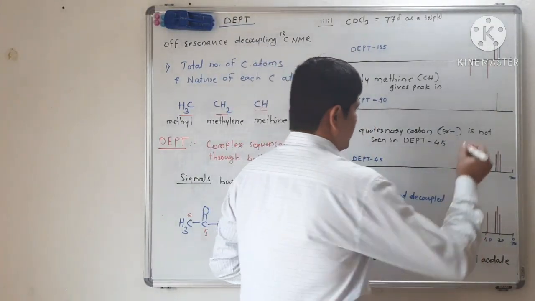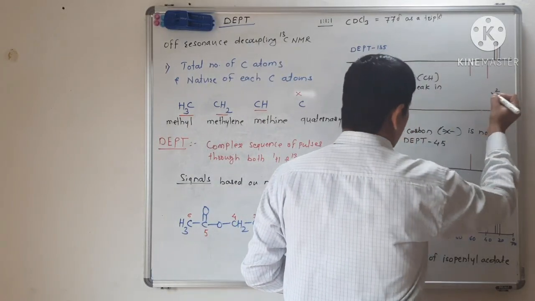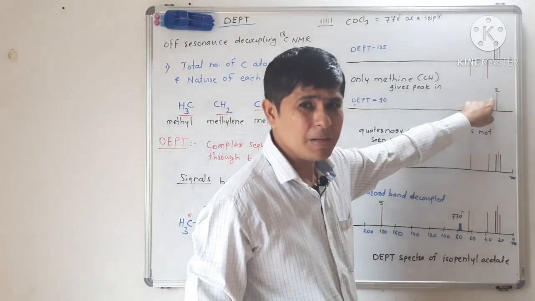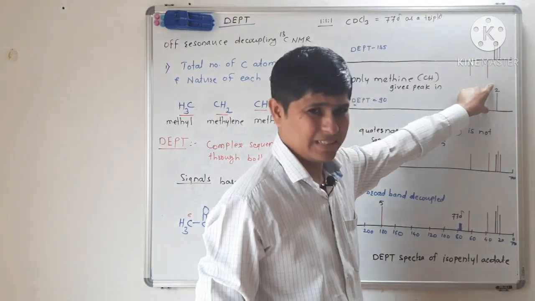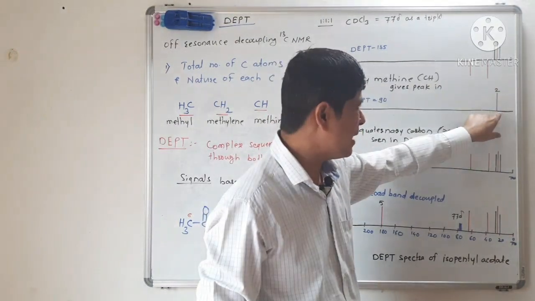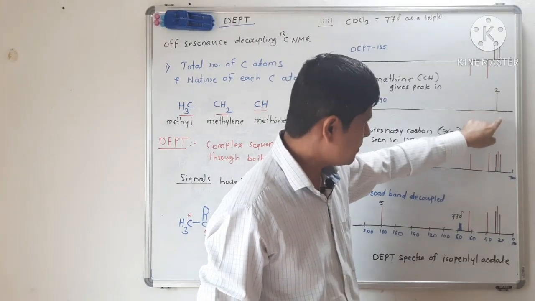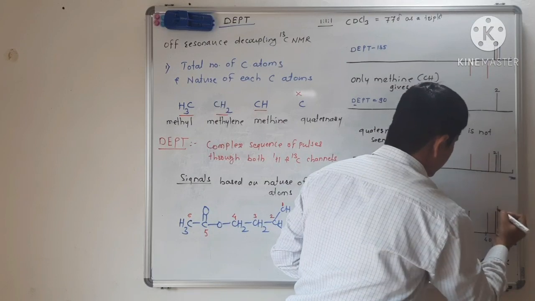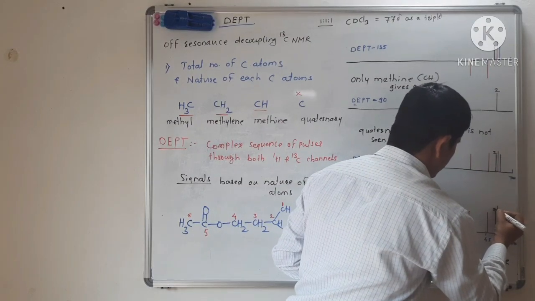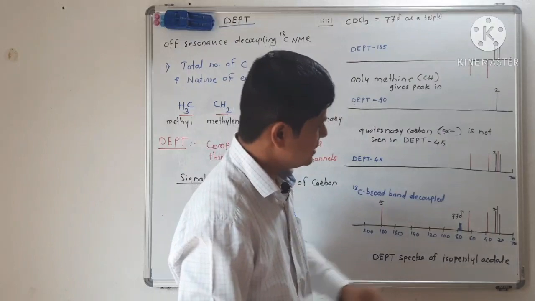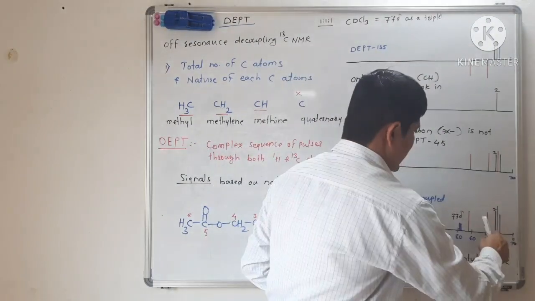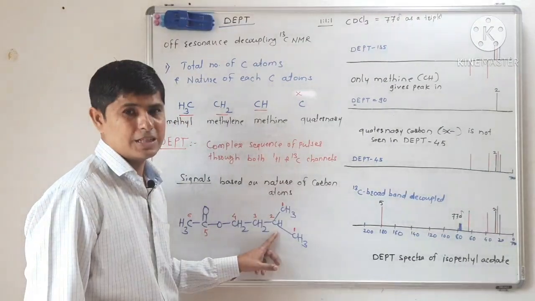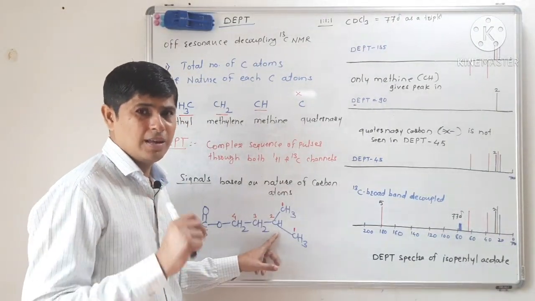This is the peak for methine carbon CH, carbon number 2. I have marked it with a black marker. So this is carbon number 2, at the same resonance, and this is also carbon number 2. This is the third peak from the right hand side, so that is for carbon number 2, that is for methine carbon.